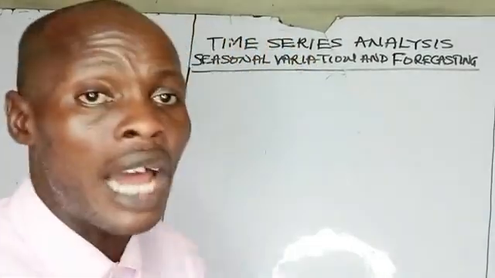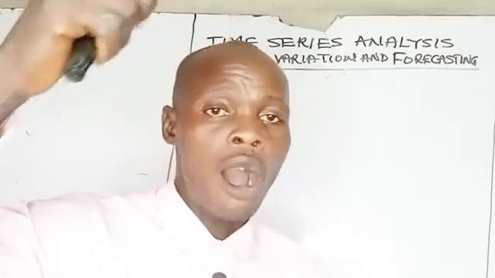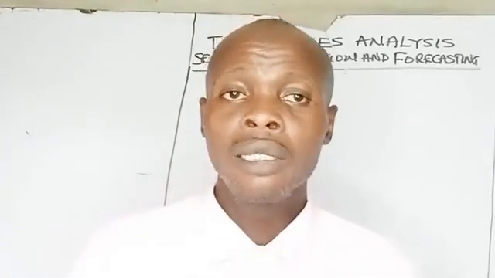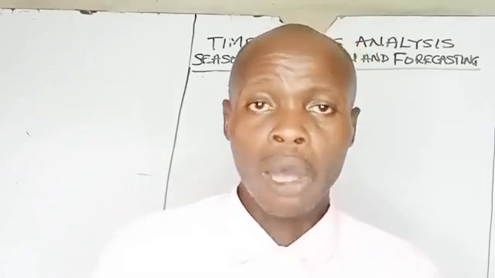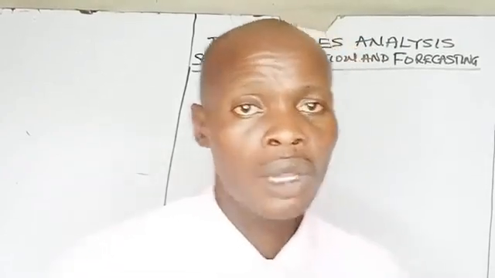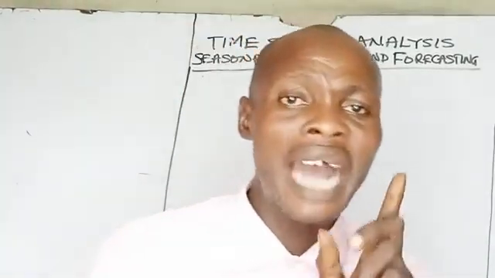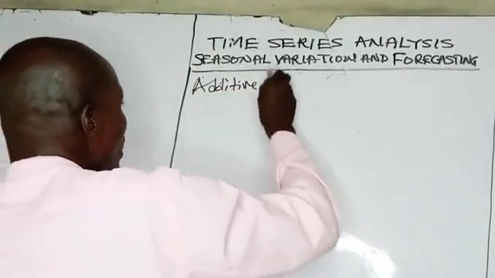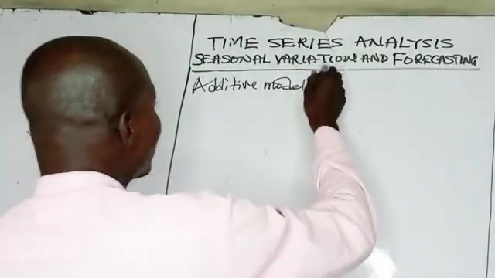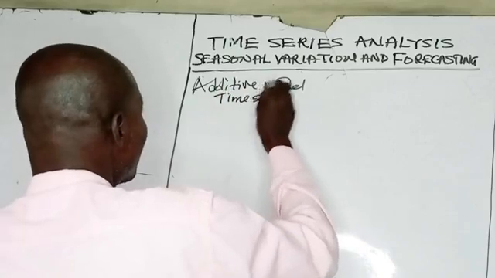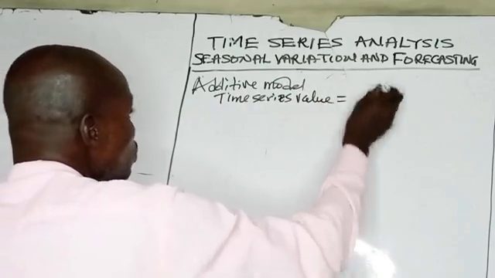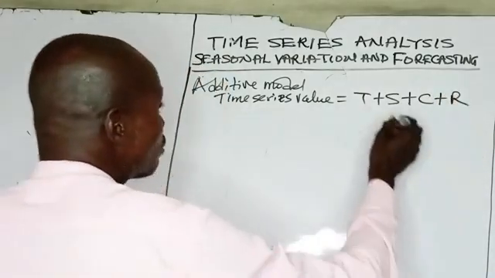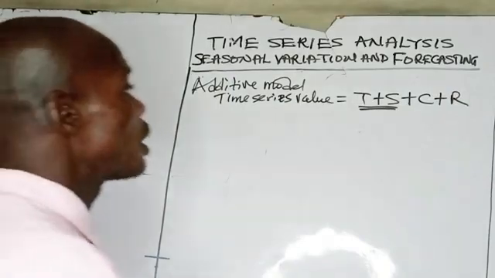So, now I've told you that seasonal variation is the regular rise or fall in time series data. In my earlier video, I've told you that the estimation of seasonal variation depends on the model required under exam condition. And I told you that we have two models. Number one, we have the additive model. Under the additive model, I told you that time series value equals trend plus seasonal variation plus cyclical variation plus random variation. And I've told you the first two variables are the most important ones.